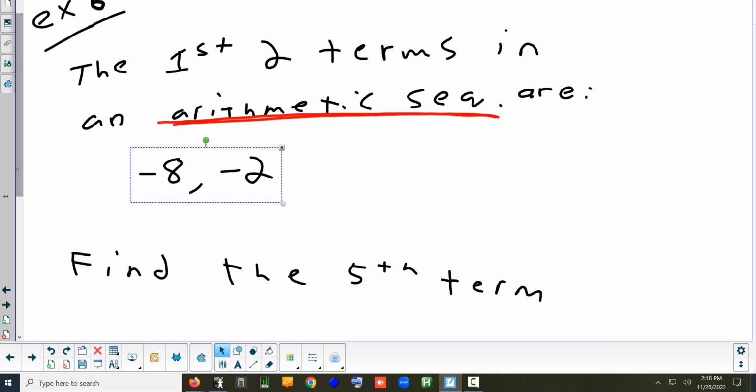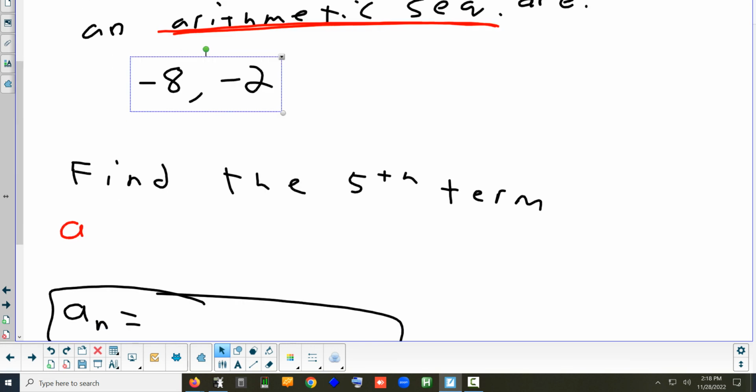Right, let's see if we can come up with... I know we could figure out the 5th term. It's not that hard. Just keep minusing 6. Or, I'm sorry, adding 6. Well, let's see if we can come up with a formula. What's my first term in this case?